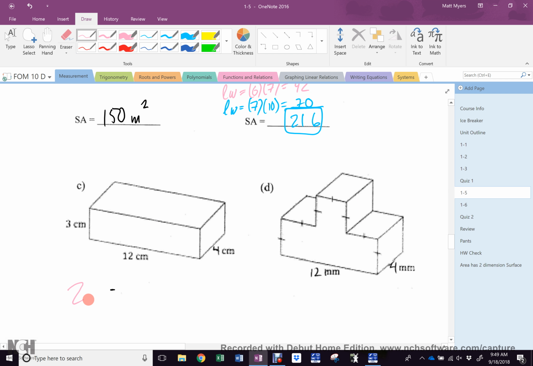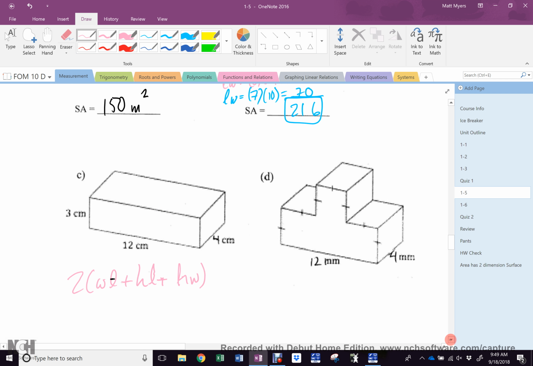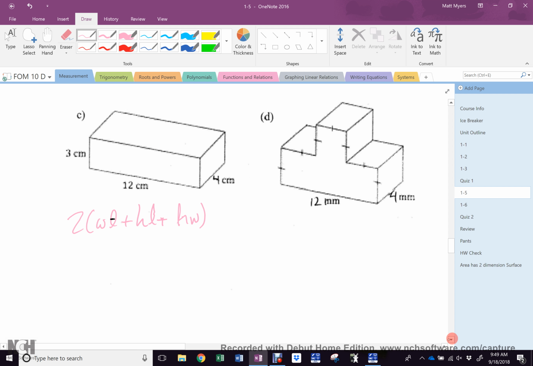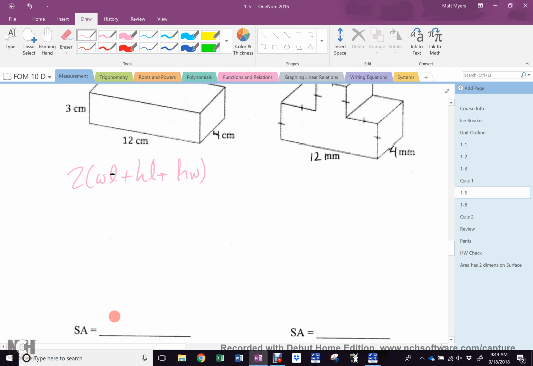So this guy must be 2 WL, HL, and what did I miss? WL, HL, and HW. So who has some answers for me there? Because that's just fill in the formula. 192. That sounds about right. Does anybody corroborate that? Does anybody else have 192? Other people? Okay, I think that's right. I don't remember, and I don't want to do all the math.